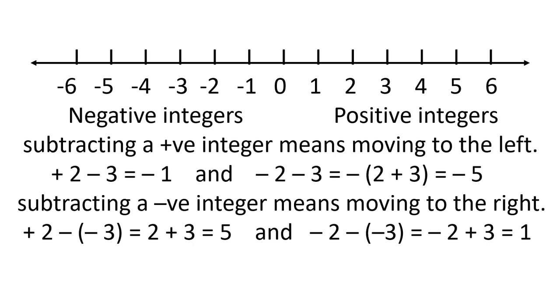When you subtract minus 3 from 2, you write arithmetically 2 minus within bracket minus 3, minus minus becomes plus, 2 plus 3, you get 5. So you have moved from 2 to 5, that is you have moved to the right.